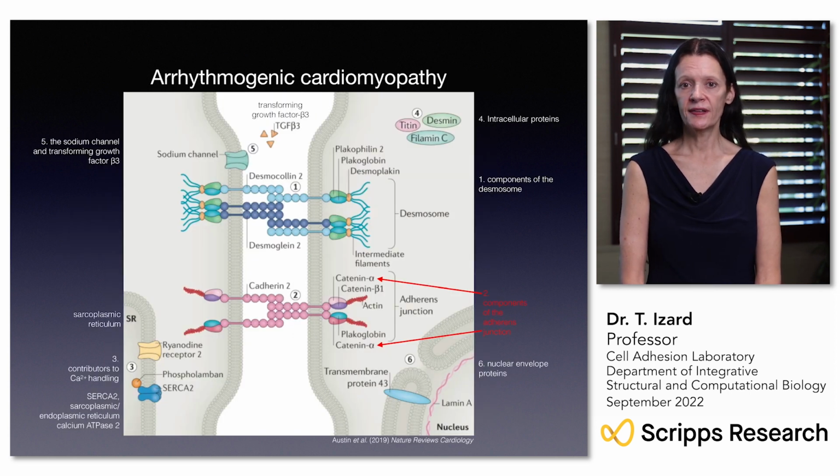As you know, the intercalated disc of cardiomyocytes contains the desmosome, adherens junction, and ion channels. Mutations responsible for arrhythmogenic cardiomyopathy are found in 1. Components of the desmosome, 2. Components of the adherens junction, and yes, my favorite protein, alpha-catenin, 3. Contributors to calcium handling, 4. Intracellular structural proteins, 5. The sodium channel and transforming growth factor beta-3, and 6. Nuclear envelope proteins.